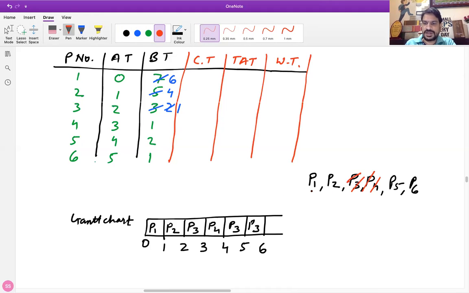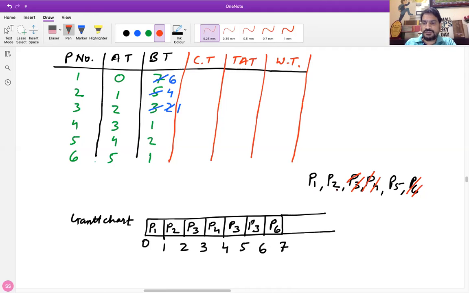Now which are left? P1, P2, P4, P5, and P6. Which is less? Now we have P6, which is less. There is no tie. Among 1, 2, 4, and 6, definitely we'll pick up 1. So 1 burst time, which is of P6, it will execute up to 7. Now P6 has done its execution, so we'll remove P6 from the ready queue.